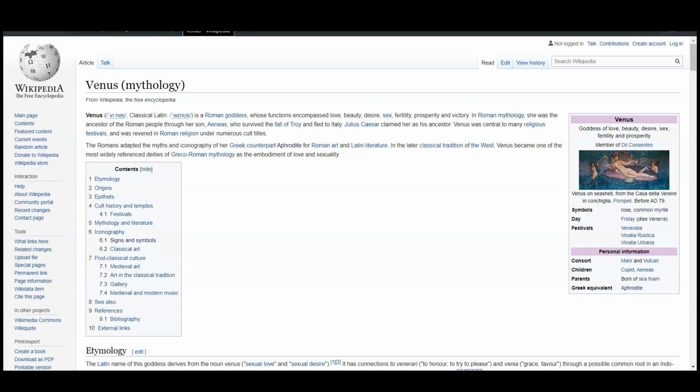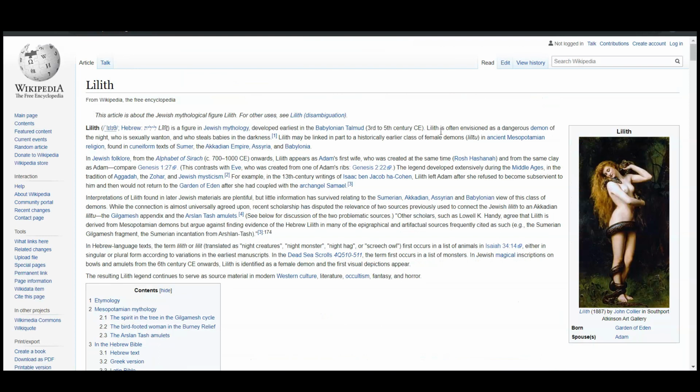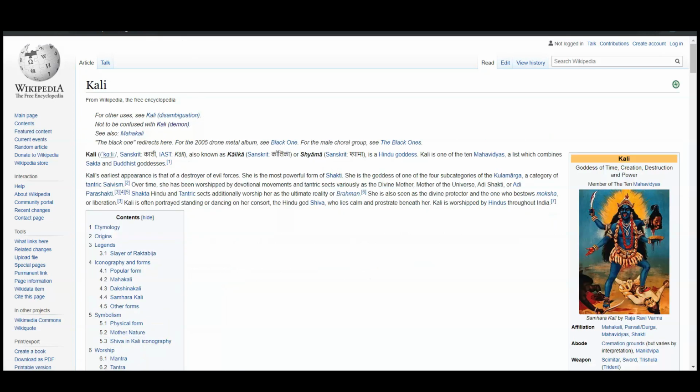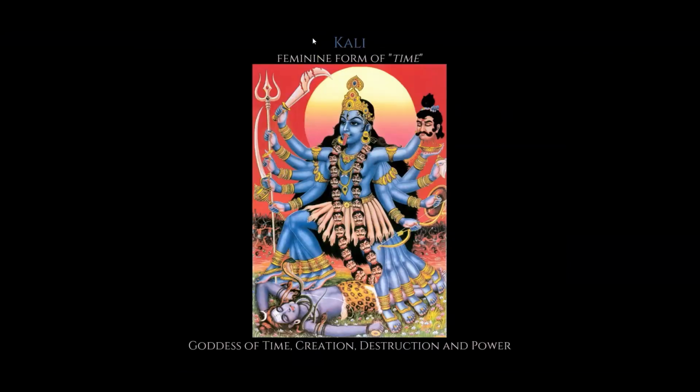So we have Venus and Aphrodite and Lilith as our female representation of the goddess here. So in the Hindu character would be Kali. And Kali, of course, is the goddess of time, creation, destruction, and power. And she's the feminine form of time. Another time reference here. And you can see she has the blue skin.